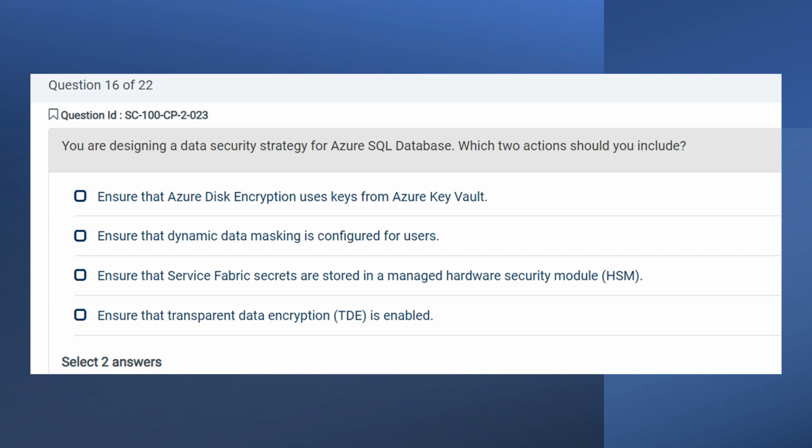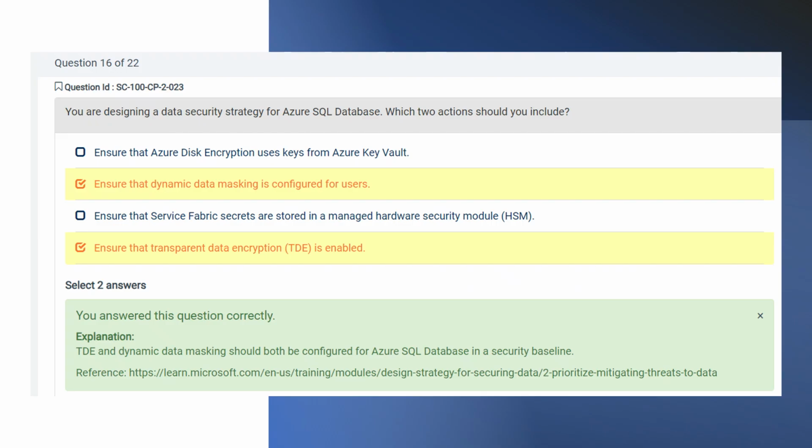Question 16. You are designing a data security strategy for Azure SQL database. Which two actions should you include? A. Ensure that Azure disk encryption uses keys from the Azure Key Vault. B. Ensure that dynamic data masking is configured for users. C. Ensure that service fabric secrets are stored in a managed hardware security module, or HSM. Or D. Ensure that transparent data encryption, TDE, is enabled. And the correct answer is B, ensure that dynamic data masking is configured for users, and D, ensure that transparent data encryption, or TDE, is enabled.